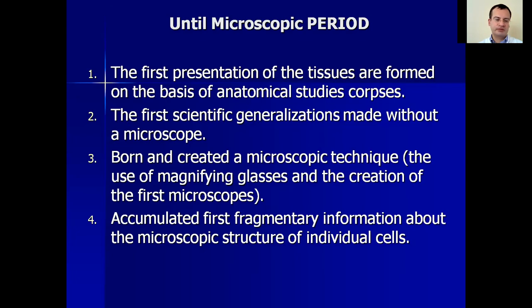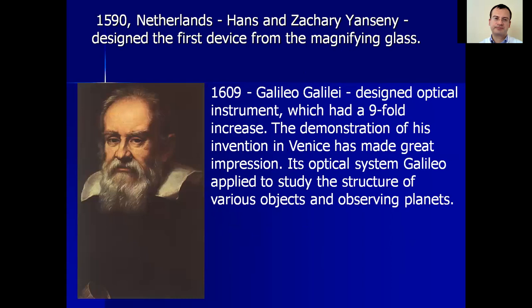The first period, until the microscope, is characterized by the fact that the first presentations of tissue were formed on the basis of anatomical studies of corpses. The first scientific generalizations were made without a microscope. Microscopic techniques were born and created with the use of a magnifying glass and the creation of the first microscope, which accumulated first fragmentary information about the microscopic structure of individual cells.